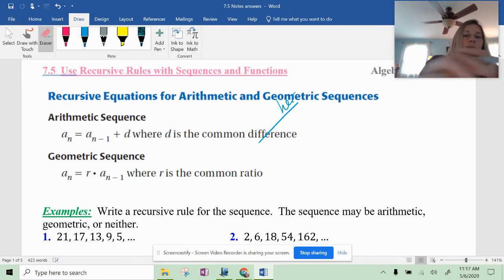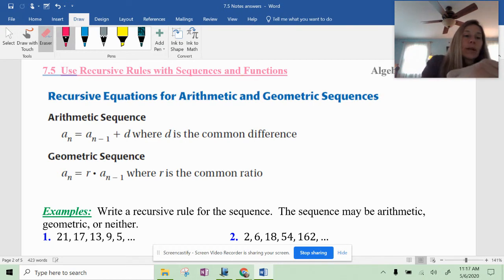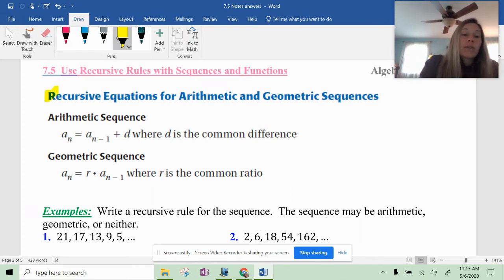Erase that. Okay, so as far as using the recursive rules, that's not too bad. You really just plug in, and you're always taking your answer from the previous term and doing something to it, right? Now, if we review, these are the rules for our explicit. We had our explicit rules that we did. These are now the recursive equations for arithmetic and geometric. So there's both recursive and explicit.